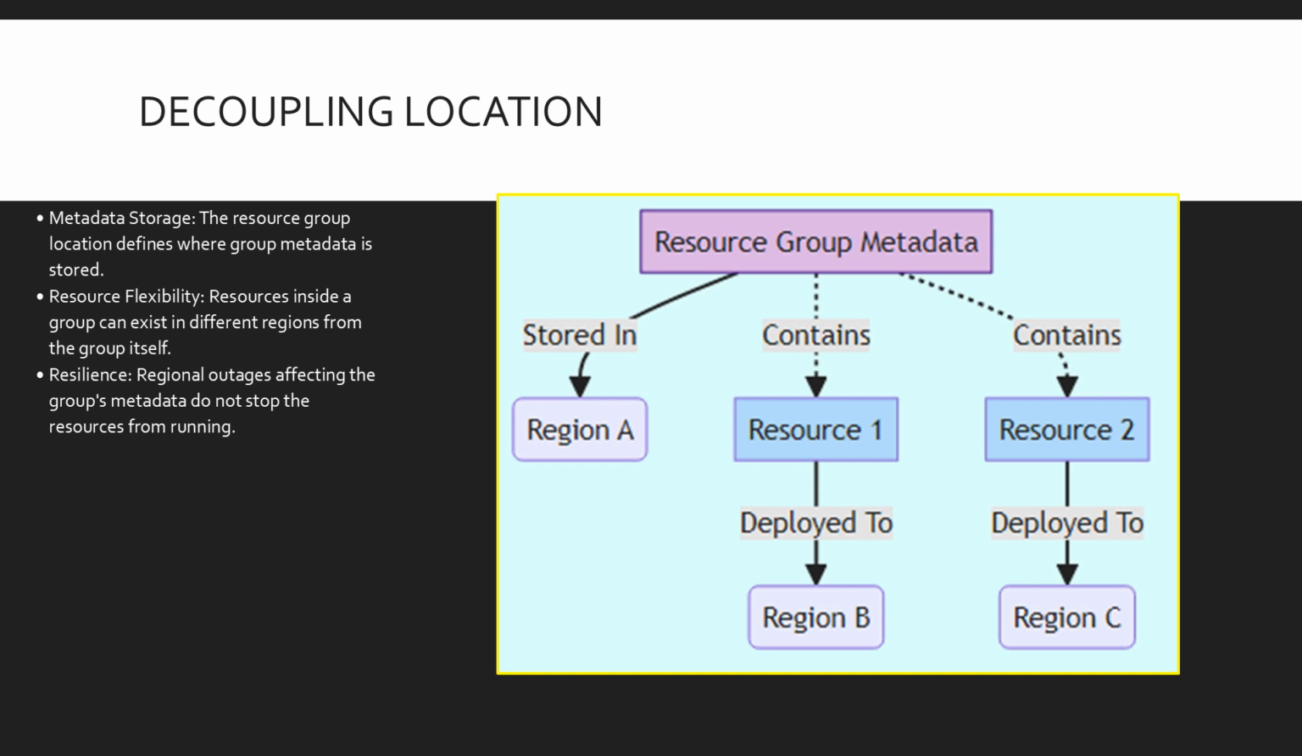This diagram separates logical containment from physical location. The resource group metadata is stored in region A. It contains resource 1, which is deployed to region B, and resource 2, which is deployed to region C. The dotted lines represent the logical hierarchy, containment, while the solid arrows show the distinct physical locations, proving they operate independently.